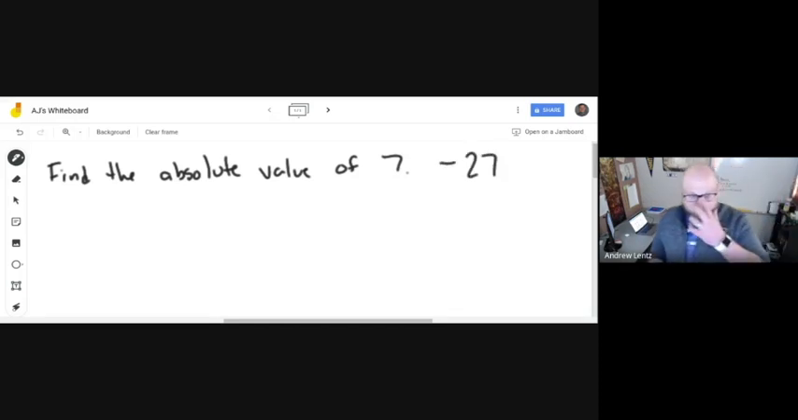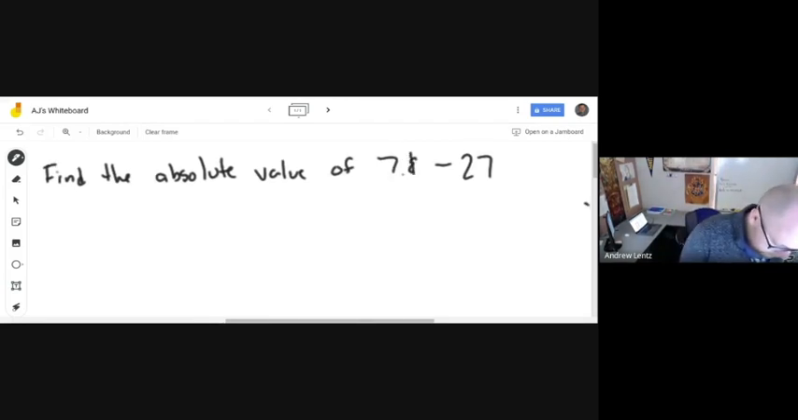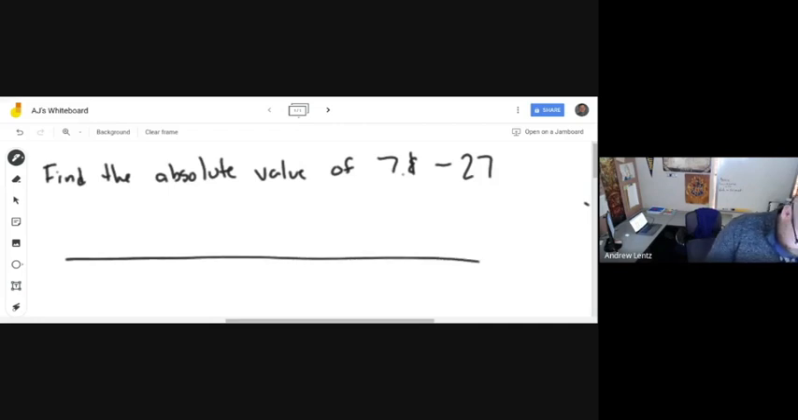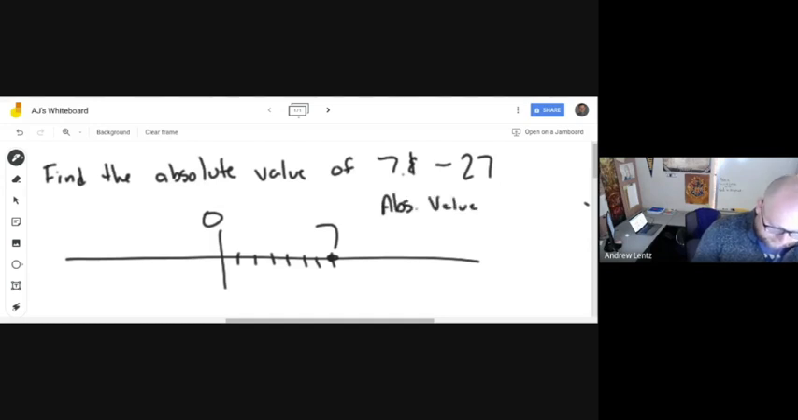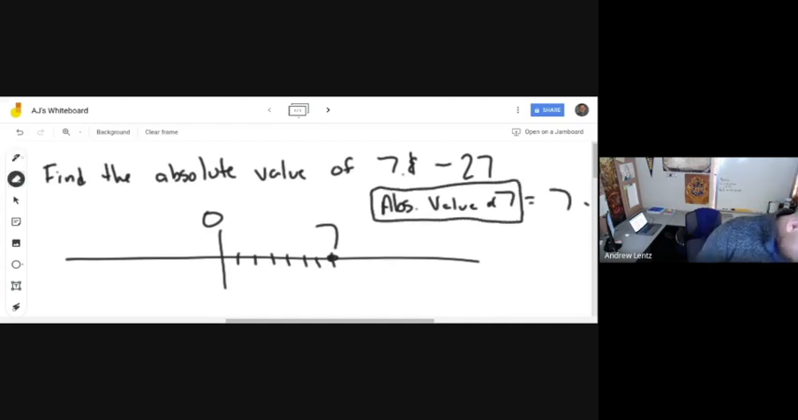So ladies and gentlemen, the absolute value of 7. Well, if I'm looking at a number line, right? This is 0. This is 7. How many spaces away from 0 am I? Okay, so we would say that the absolute value of 7 equals 7.